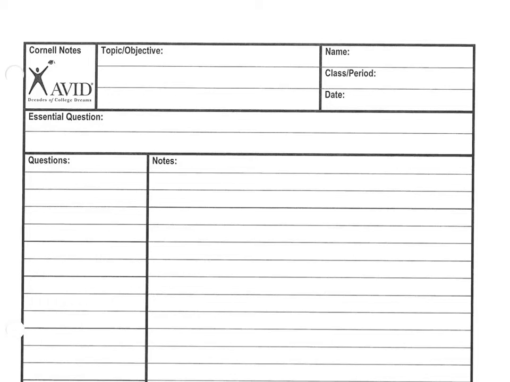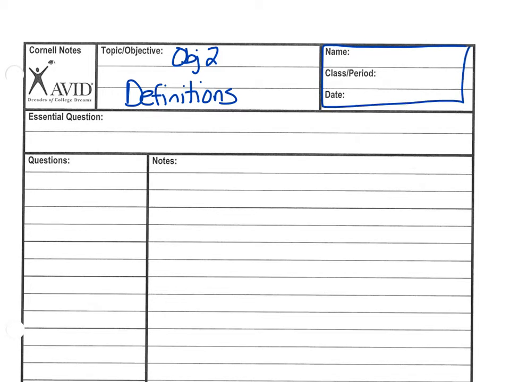So here we are with our Cornell paper. I'm going to fill this one out with you. First off, we're going to be talking about Objective 2, which I like to abbreviate sometimes. And our main goal here is to discuss those definitions that we were talking about. So we're going to write definitions here. Your name, class period, and date would go in this box. That's going to be depending on when you're watching this video, so we're not going to write that down.